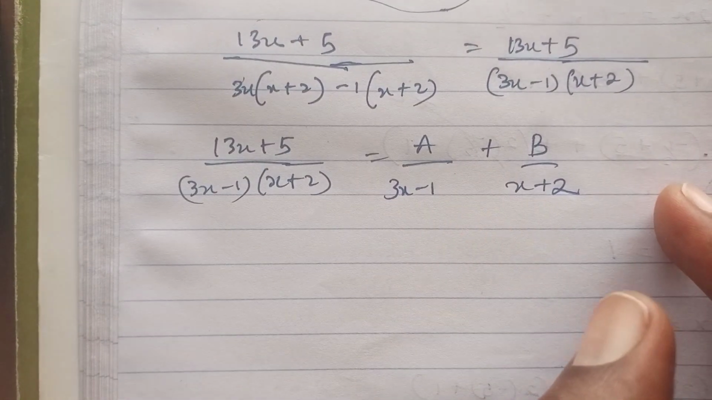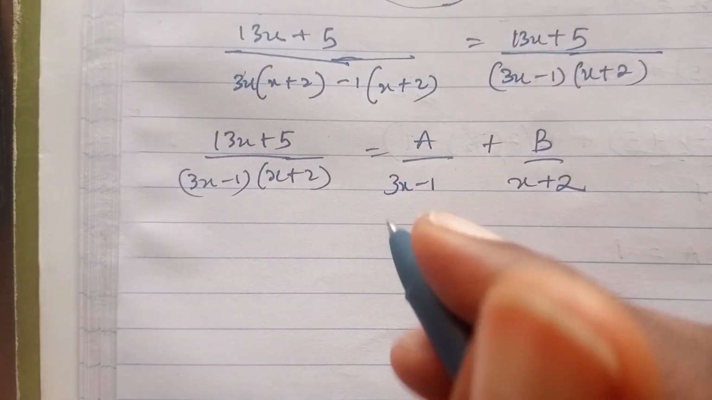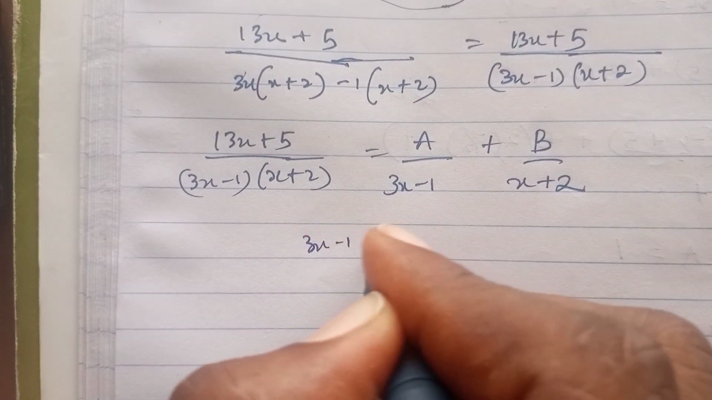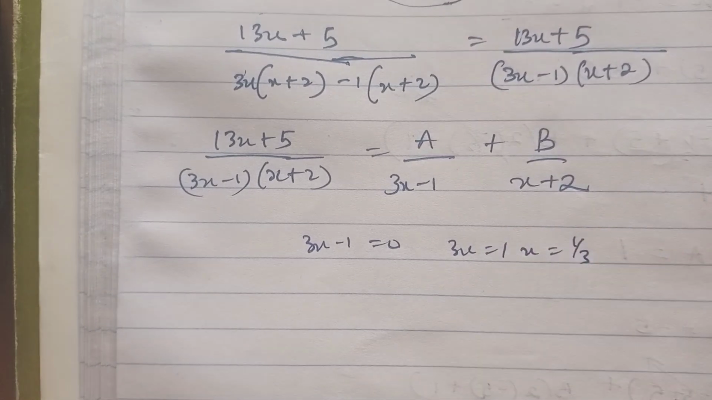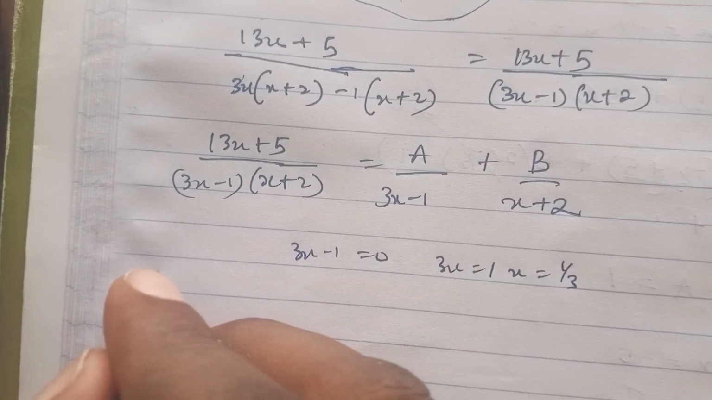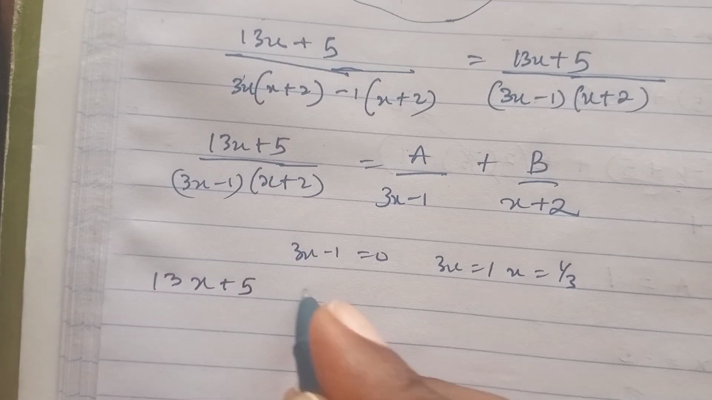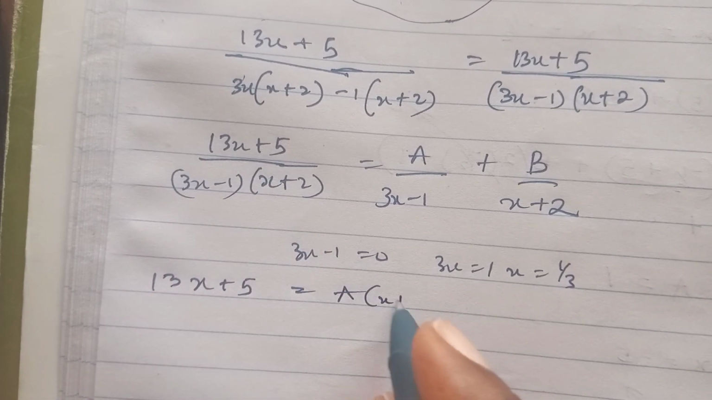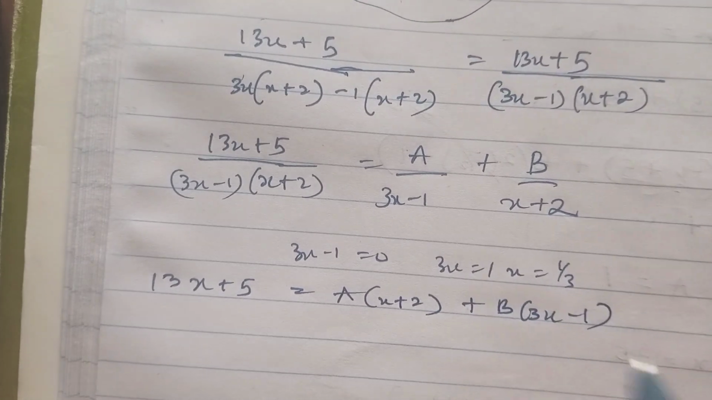All right, so in order to get our A, we put the denominator equal to 0. So 3x minus 1 equals 0. So 3x equals 1, x equals 1 over 3. All right, so we have 13x plus 5 equals A into x plus 2 plus B into 3x minus 1.